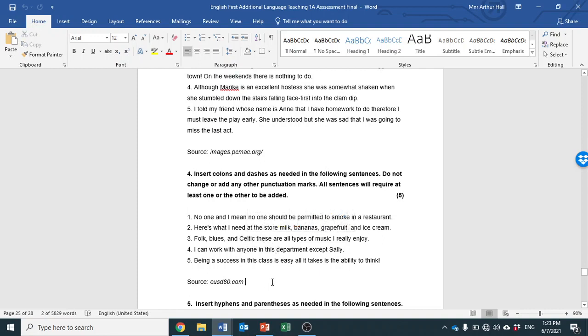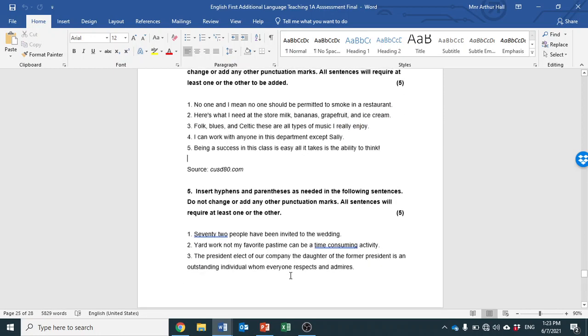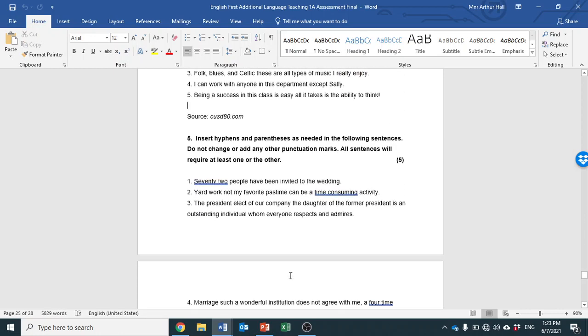Number 4, I can work with anyone in the department except Sally. I need a long pause there. The long pause is given to us by the dash, so the dash will be inserted there. Okay, let's move on to number 5. Insert hyphens and parentheses.